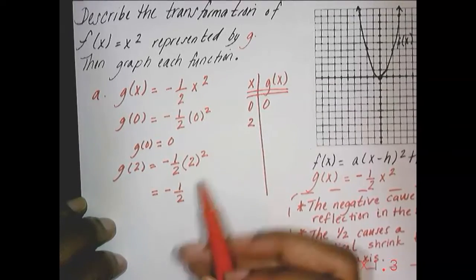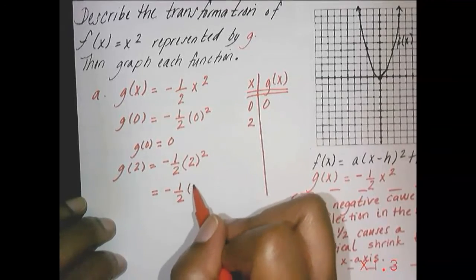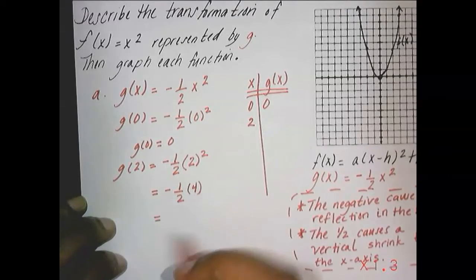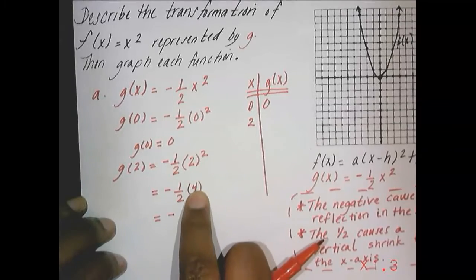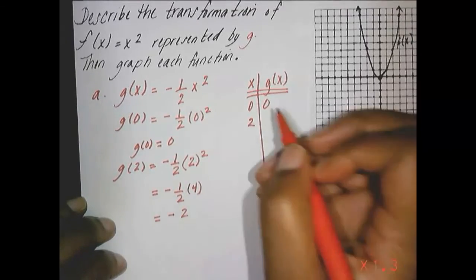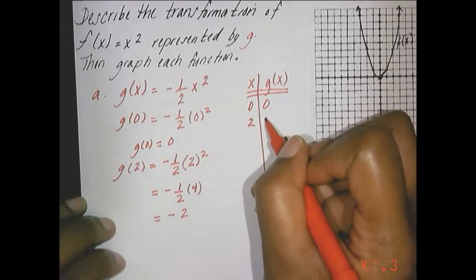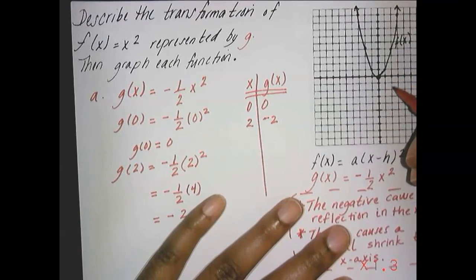Negative 1/2 and then 2 squared, because we do our exponent first. It's going to be 4. All right, so we got a negative times a positive, meaning our answer is going to be negative. And if we take 1/2 times 4, we get 2. So at positive 2, we're going to be at negative 2. So that's going to be 2 to the right, and then 2 down. So I'm going to get a point right there.